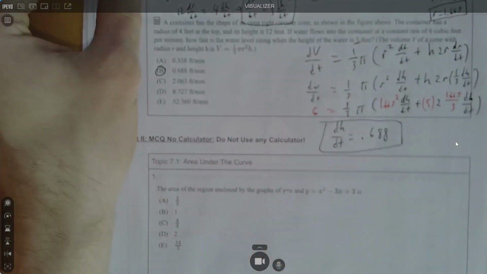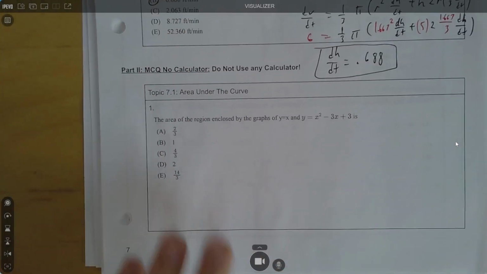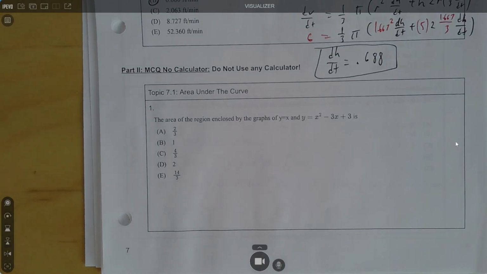My bad. Alright, we're going to continue with the no calculator. So calculator is going away. You should not use any calculator on these problems. So number one, we have area under the curve. This is one of the questions that I think you guys are maybe going to struggle with a little bit, because you have to use some algebra here.